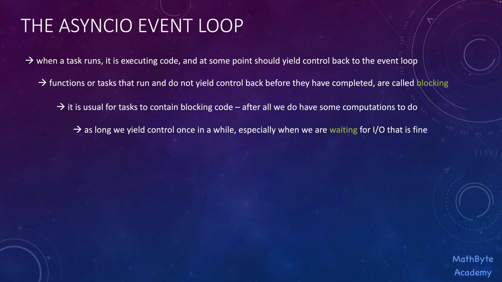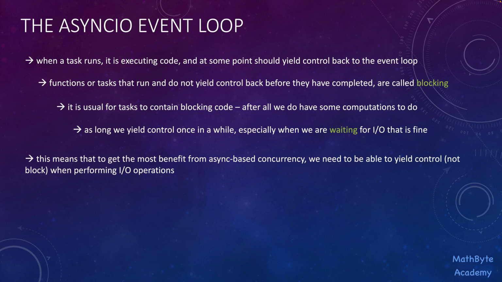Now, we could yield control even if everything is CPU bound. We could still have concurrency using an async I/O event loop, but we're really not going to gain any performance improvements. The only performance improvements that we're going to gain is if we can do some CPU workload while we're waiting for an I/O to complete. So to get the most benefit from async-based concurrency, we need to be able to yield control, not block, when performing I/O operations.